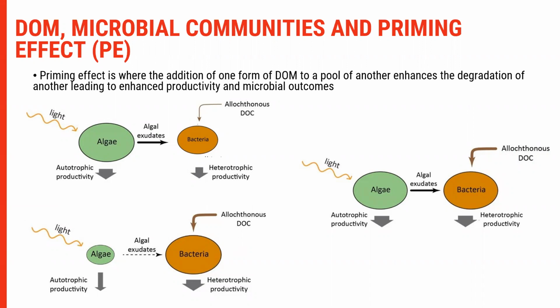So basically, a priming effect is where the addition of one form of dissolved organic matter to a pool of another. So say we had a lake or a river that had mostly terrestrially derived dissolved organic matter, heaps of leaf litter, most of it really humic, high molecular weight dissolved organic matter, and will have a certain microbial community. Then we have a river flowing into this lake that has, for example, more autotrophic production, with a higher microbial dissolved organic matter. And then the mixing of these two pools together can sometimes lead to enhanced productivity outcomes.